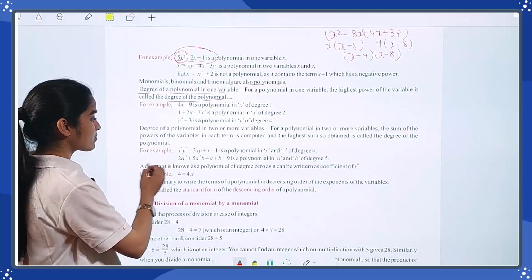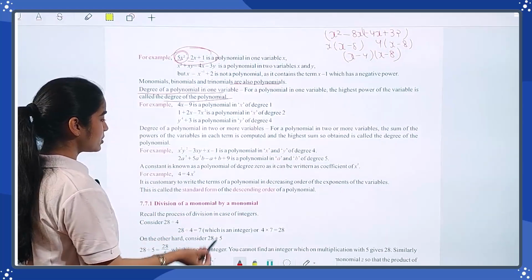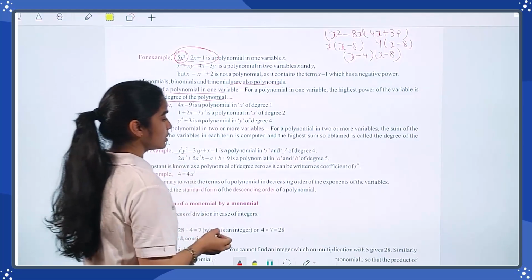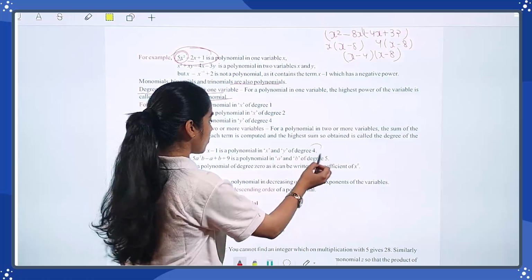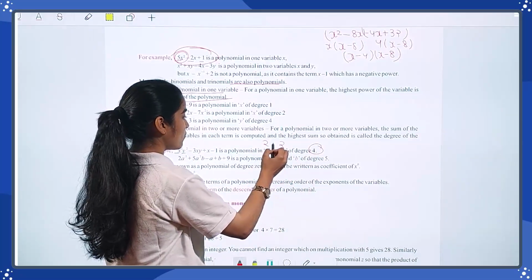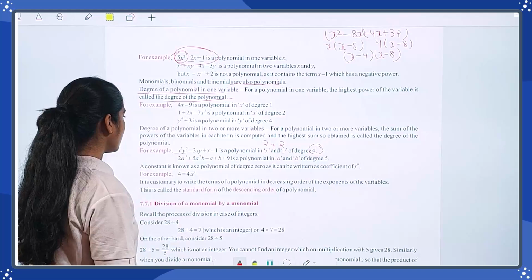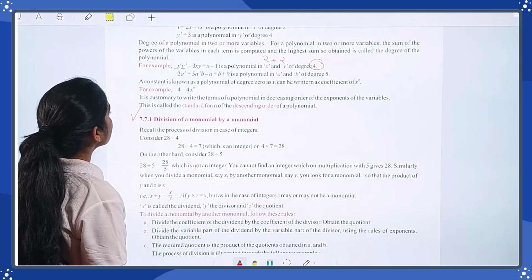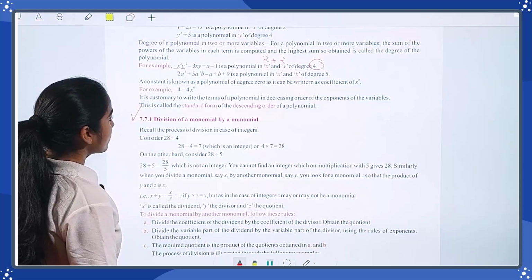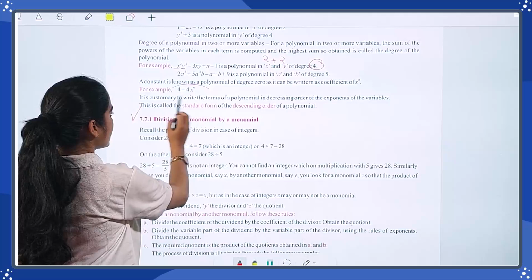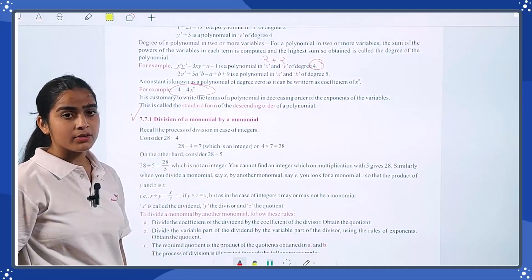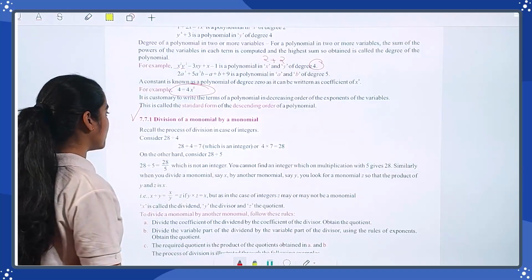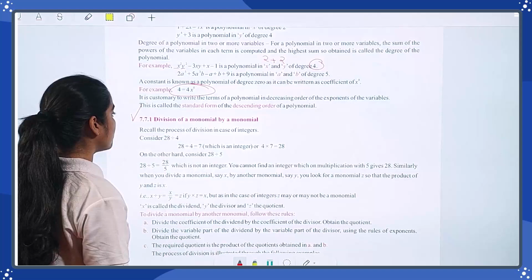Now, degree of a polynomial in two variables. First we have to check which one has the bigger powers. Here we conclude that x and y have equal powers, so the degree is 4: 2 of x and 2 of y, 2 plus 2, your answer is 4 for the degree of the polynomial in two variables. Next, a constant is known as a polynomial of degree 0, as it can be written as a coefficient times x to the power 0, which means there is no variable.